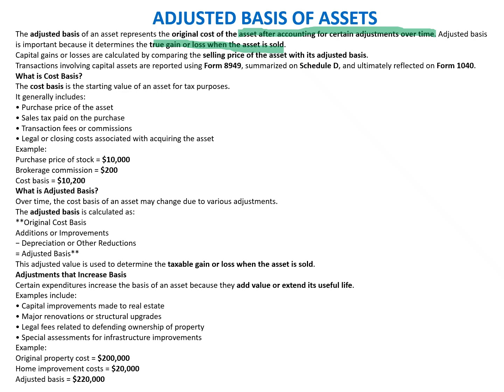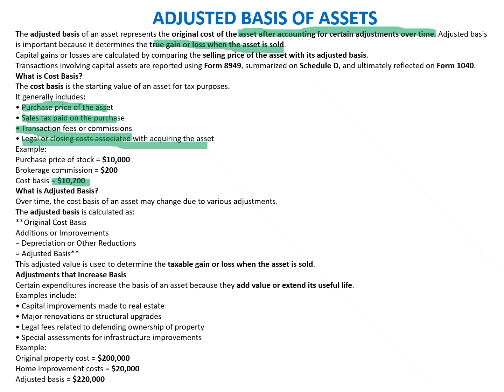The cost basis is the starting value of the asset for tax purposes, which generally includes the purchase price of the asset, the sales tax paid on the purchase, transaction fees or commission, and the legal or closing costs associated with the acquisition of the asset. For example, if a stock is purchased for $10,000 and a brokerage commission of 200 was paid, the total cost basis is 10,200. Now the question comes, what is adjusted basis?